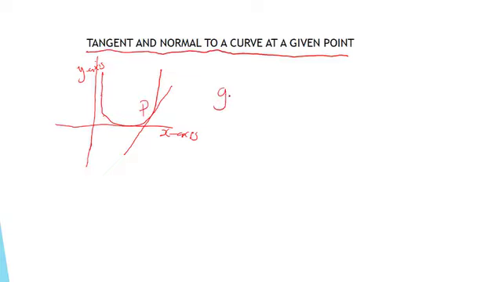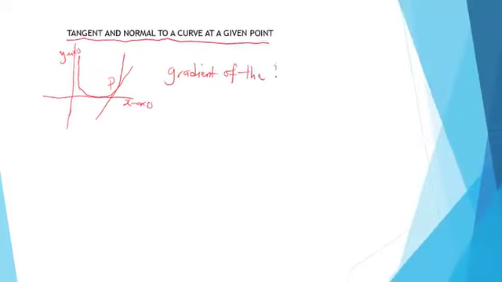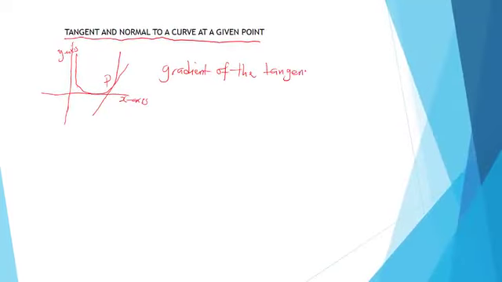Now the gradient of the tangent is equal to the gradient of the curve. So if you want to get the gradient of this curve, just get the gradient of this line. This line is called the tangent. So whatever you have as the gradient of this tangent is the gradient of the curve.